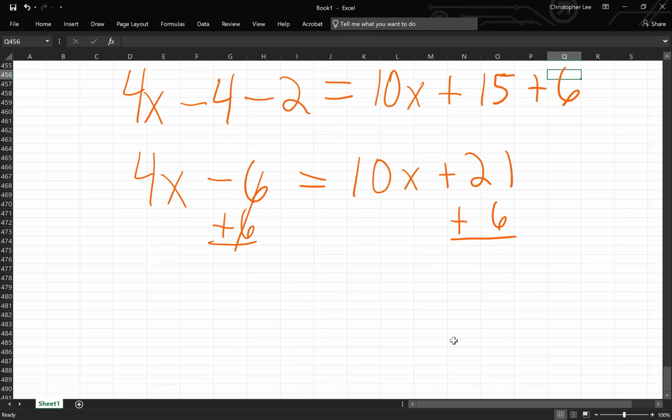All right. So now I got 4x is equal to 10x plus 27, right? So what do we do after that? Negative, negative what? Negative 4x. Oh, not 4x. Give me a better answer.